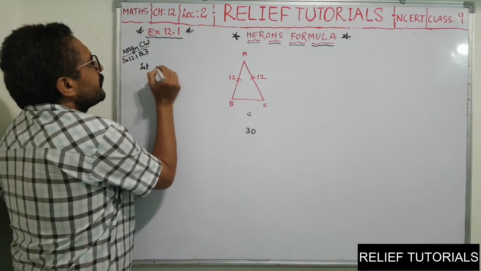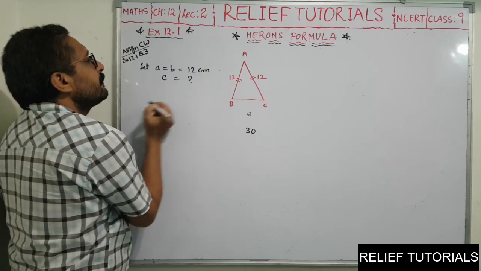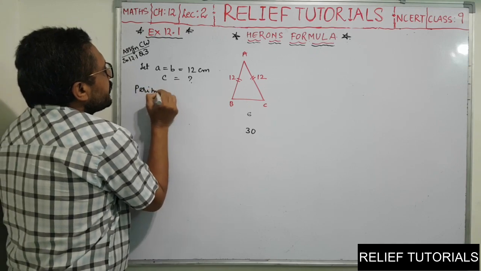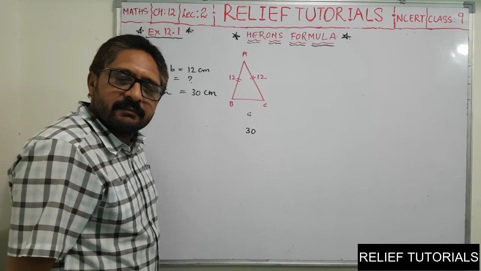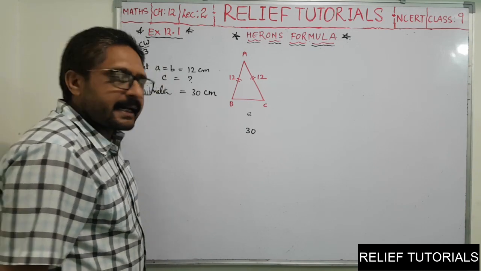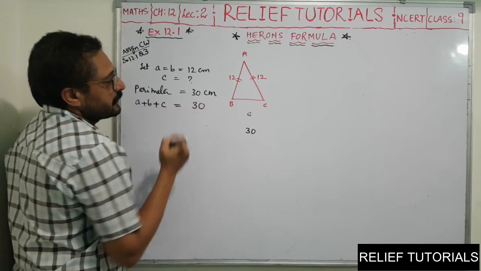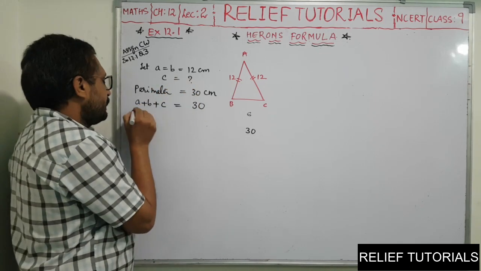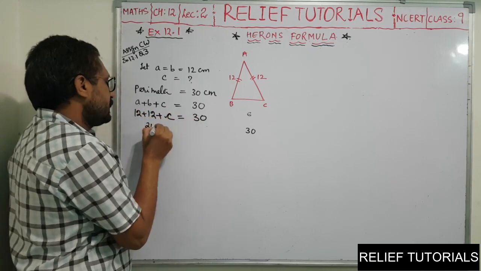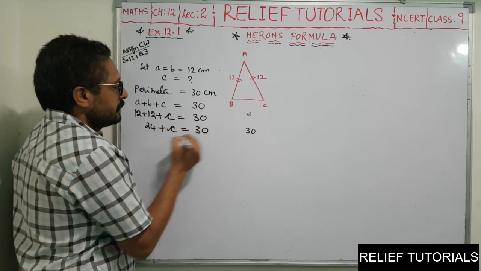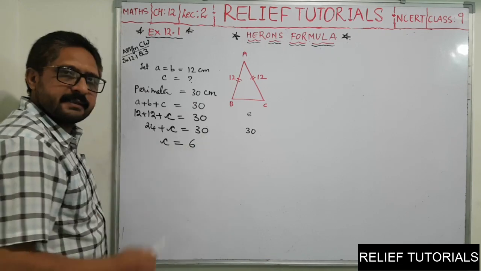So we can say the two equal sides A equals B equals 12 centimeter. C we don't have, question mark. Here it is given perimeter is equal to 30 centimeter. Perimeter means the sum of all three sides. So A plus B plus C is equal to 30. A and B are 12, so I will write 12 plus 12 plus C is equal to 30. 24 plus C is equal to 30. So C is equal to 6. 30 minus 24, we get 6.